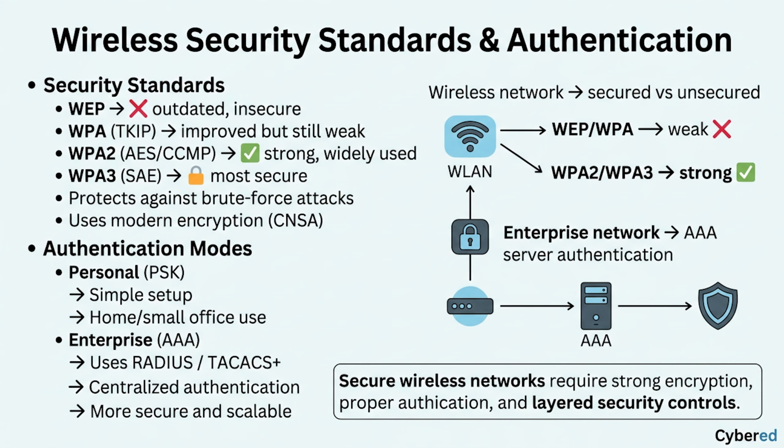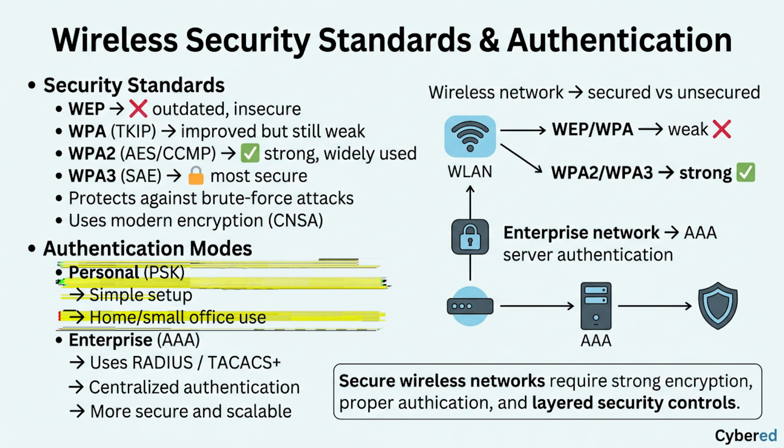Wireless security standards. WEP, outdated and insecure. WPA, improved over WEP but still weak. WPA2, AES-CCMP, current standard, strong encryption. And WPA3, SAE, most secure, protects against brute force attacks, and uses modern encryption.